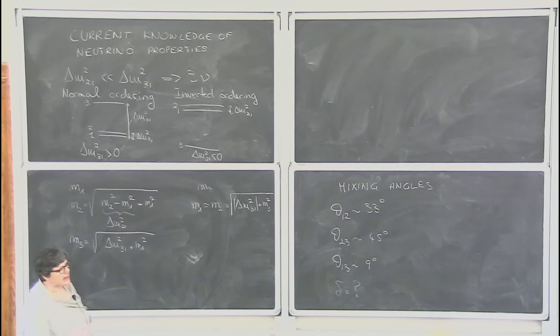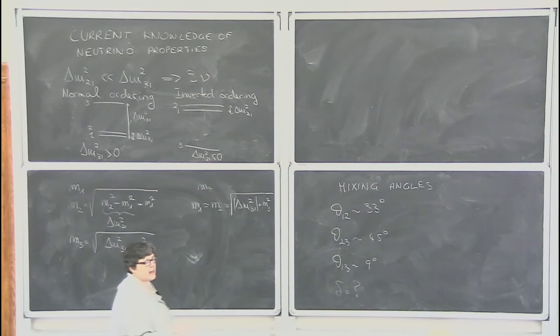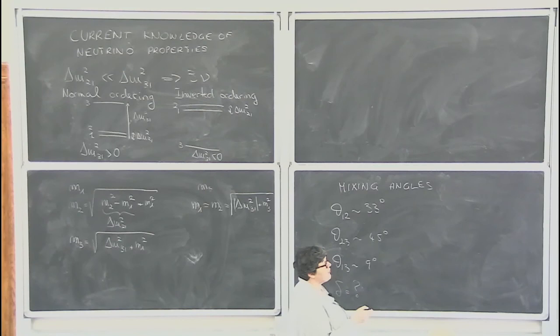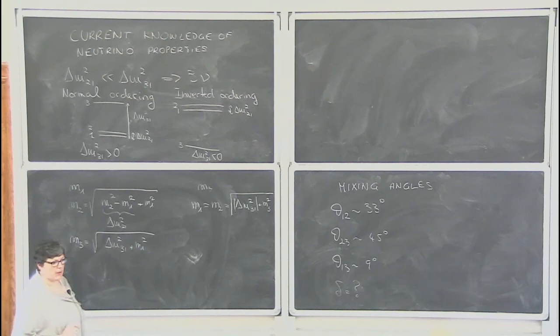And in 2025, 26, the new generation of experiments, so Tokai to Hyper-Kamiokande and DUNE, will start. And if these first hints for quite large values of the delta phase are confirmed, they will get to 5 sigma within a reasonable number of years. So we will get to a discovery of leptonic CP violation. But we have to wait and see. So this is what we know.